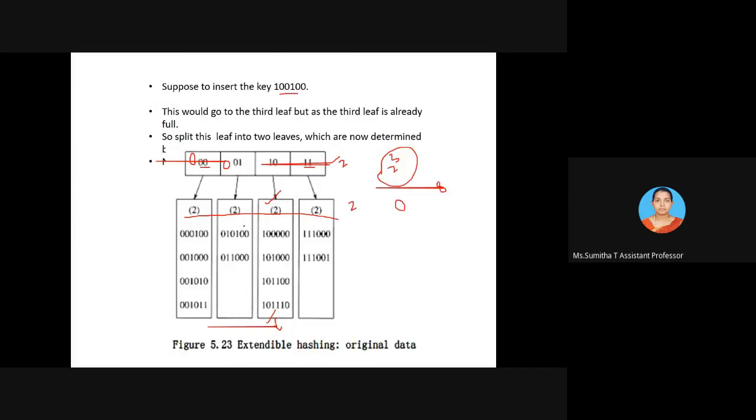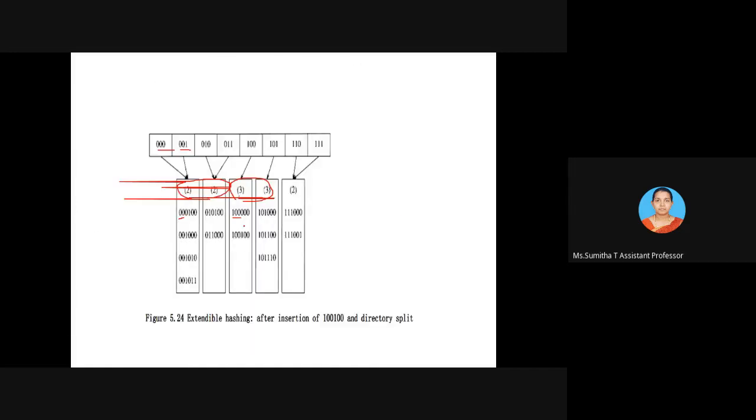Once the overflow is over, now my directory is 3, right? Having the 3 bits, based on the 3 bits I can insert, but the first leaf is inserting the element based on the first 2 bits. Here also the first 2, but it's 3, 3 and 2. Again I'm going to insert another element here.